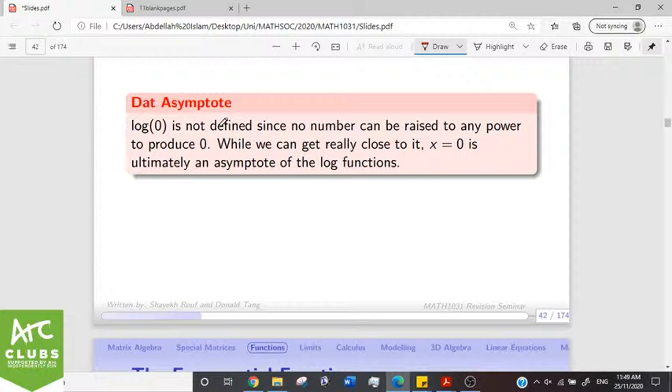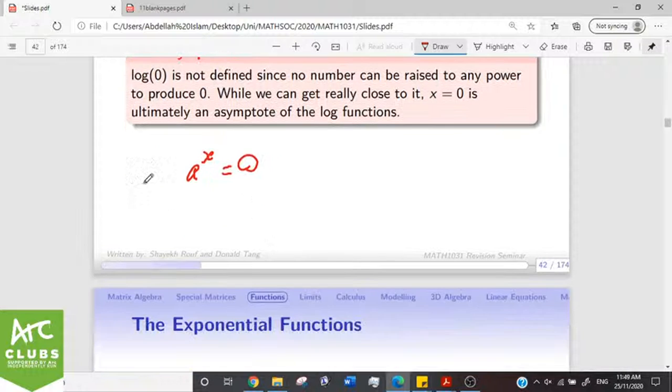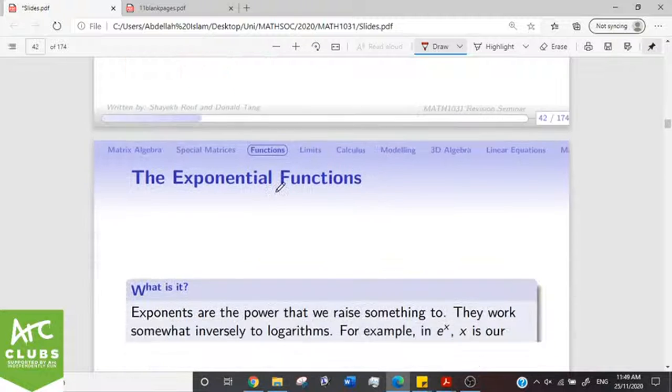So yeah, of course, log of 0 is not defined because some number to the power of x can't ever equal 0. That just doesn't happen with real numbers.